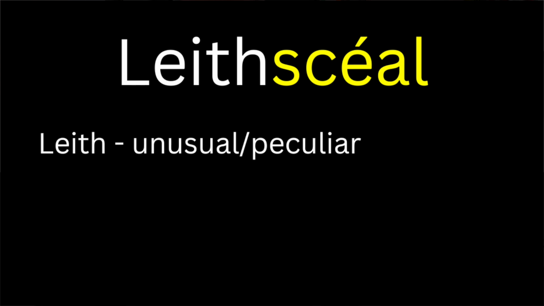But first of all, Gabh means accept, mo is my, and then leithscéal is excuse. So that's what it means word for word. But let's look at leithscéal now in a little bit more detail. So leith is the first half of that word there, and that just means unusual or peculiar. But this is also connected to the Irish word leath, which can mean a half. So it could be unusual or it could be half. There's a couple of different meanings there.